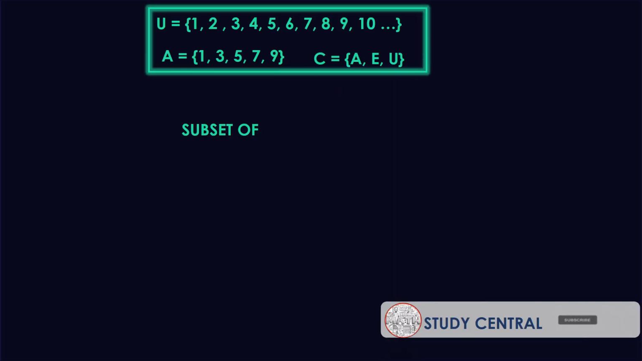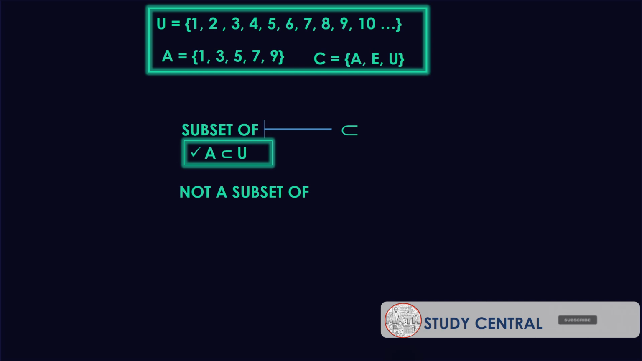Next is subset. To indicate that a set is a subset of another, use this. All elements of set A are also elements of U. So A is a subset of U. Mathematically, it is written like this. If a set is not a subset of another set, we use this symbol to denote that. It is noted from the above that C is not a subset of U. Mathematically, it is written like this.